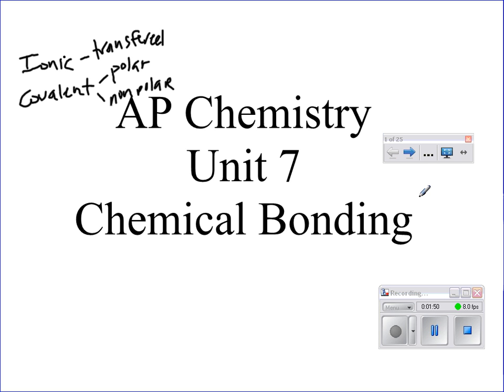Most important about ionic, how do you know you have an ionic? If you've got a metal and a nonmetal, it's pretty much ionic.